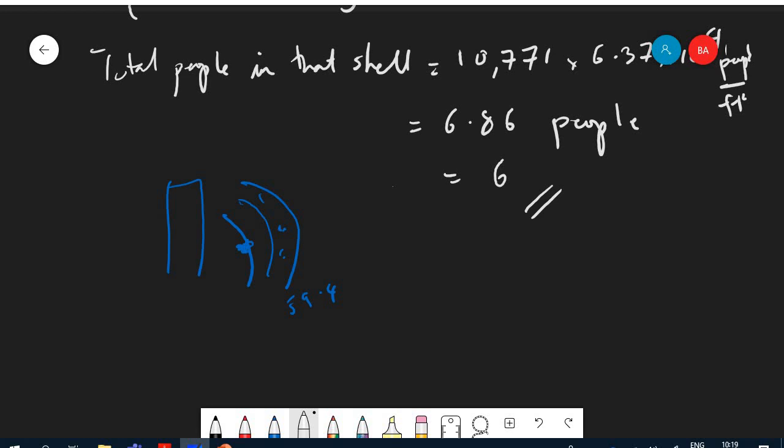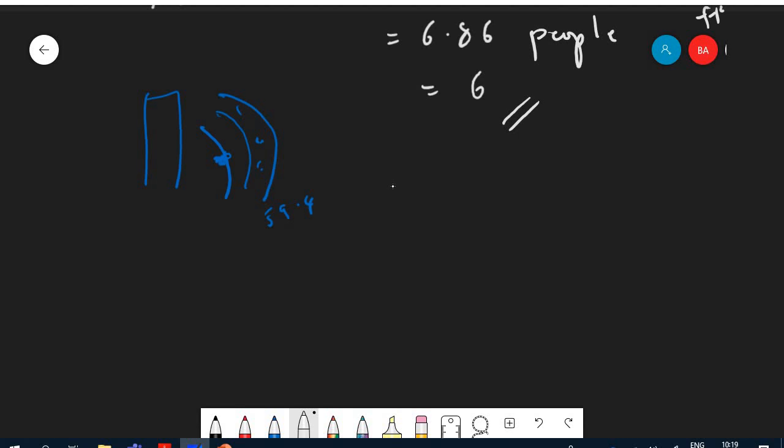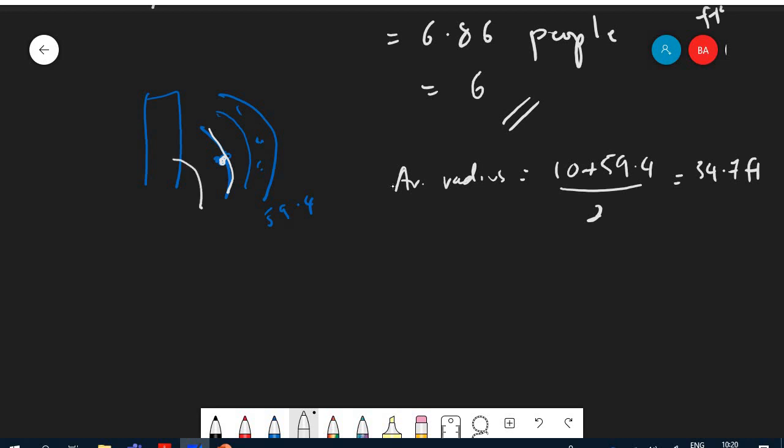the percentage. Well, if we just consider somewhere in between here, which is the average radius, plus 59.4, because there are many people sitting here, right? That's what I'm trying to say here. 34.7 feet. And by that, I'm just talking about, so the pressure here definitely will be higher. So there is a very high pressure here. It's less there, and is going to have some kind of an effect.